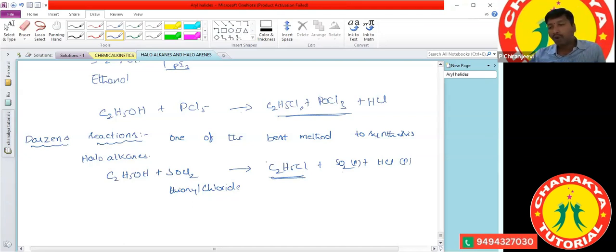Sometimes they ask the question: which of the following is one of the best methods to synthesize alkyl halides? The Darzens reaction is one of the best methods to synthesize alkyl halides. Now we got the clarity. So why is the Darzens method one of the best methods to synthesize alkyl halides? That is my question. What is the reason? Any one of you?